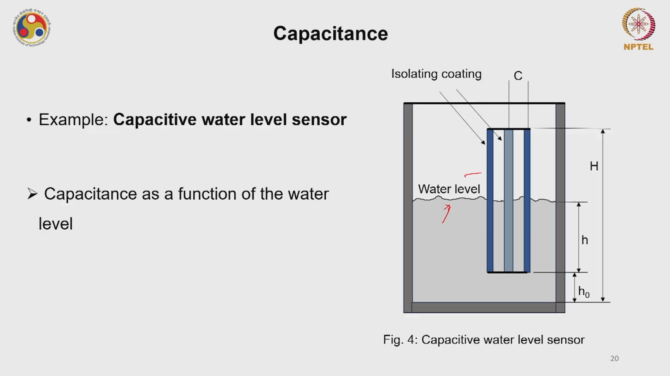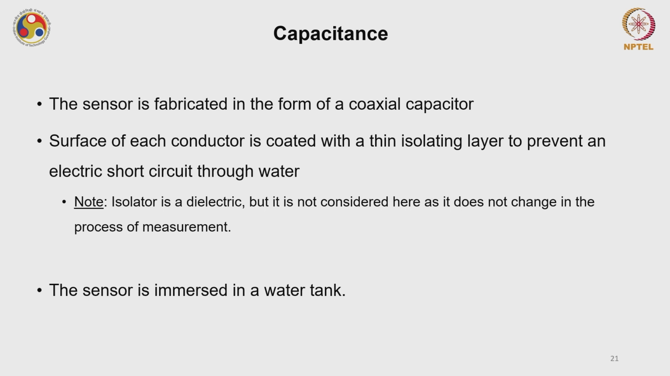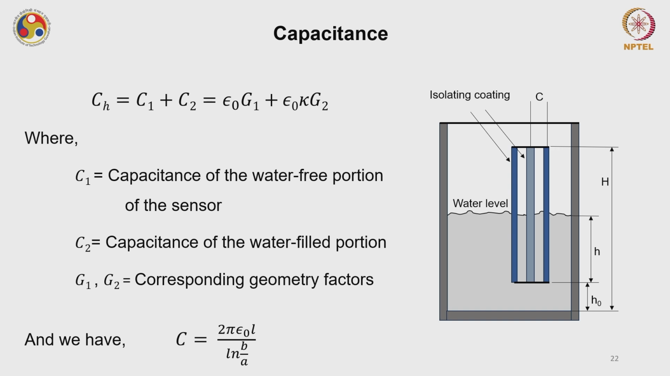So now this concentric coaxial capacitor is dropped in, say, a water container. Now I have formed two different capacitances. One capacitance C1 is, say, the capacitance of the water-free portion. This is the water-free portion. And C2 is the capacitance of the water-filled portion. So I have made two capacitors in this flask, or say tank. If I want to calculate the capacitance, I can write C1 plus C2, since C1 and C2 are in parallel.